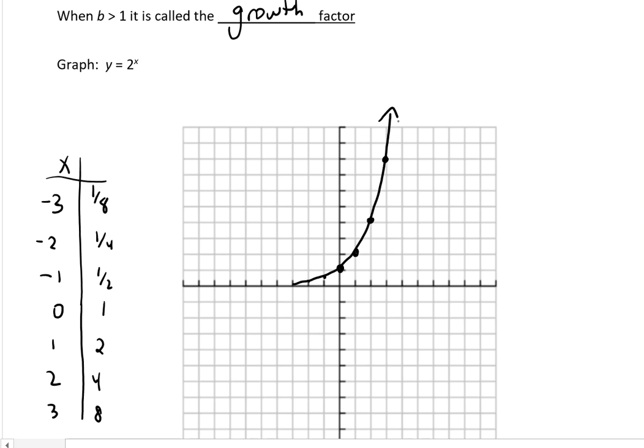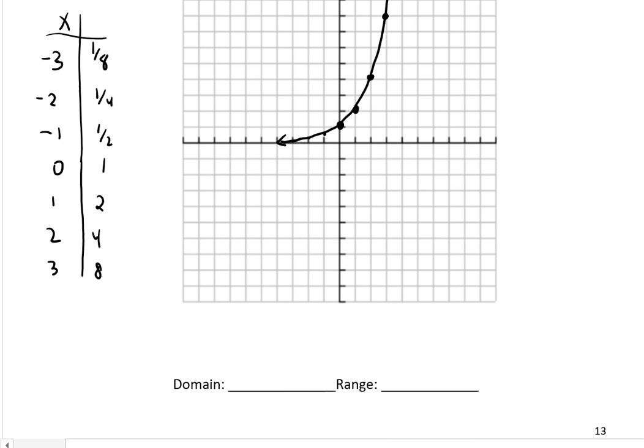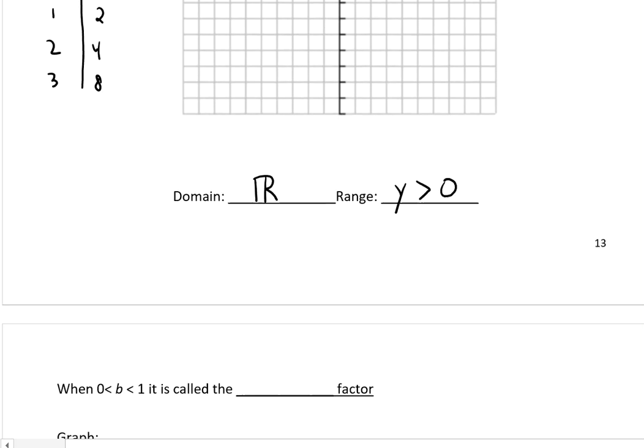This part's going to keep on going up forever. This part's going to approach 0 but not get there. So our domain here is all real numbers, and my range is y is greater than 0. It's strictly greater than 0, not greater than or equal to, because it never reaches 0.